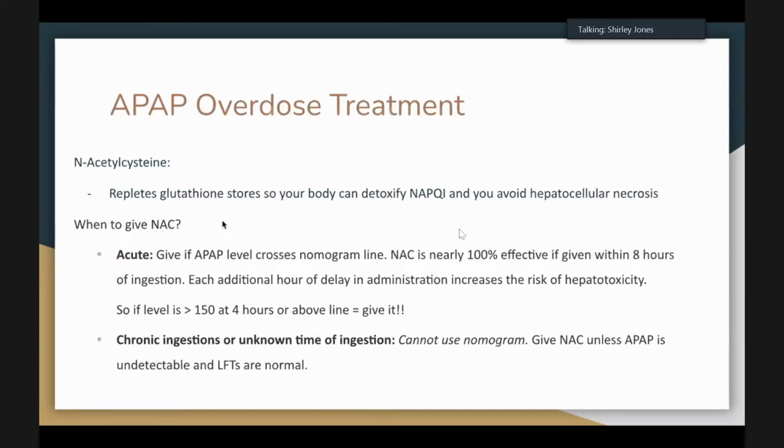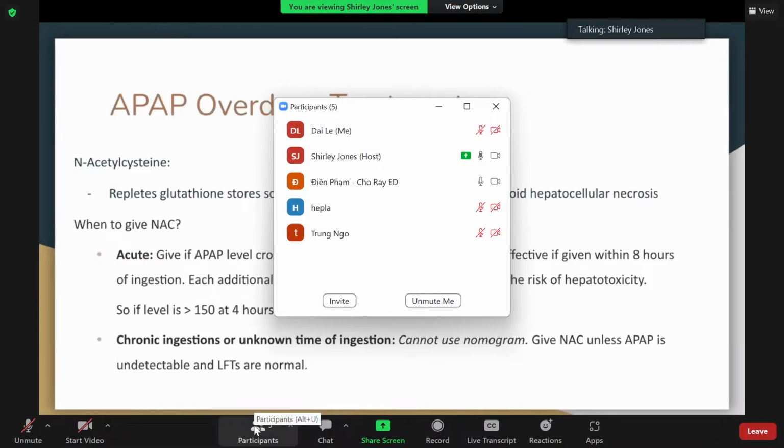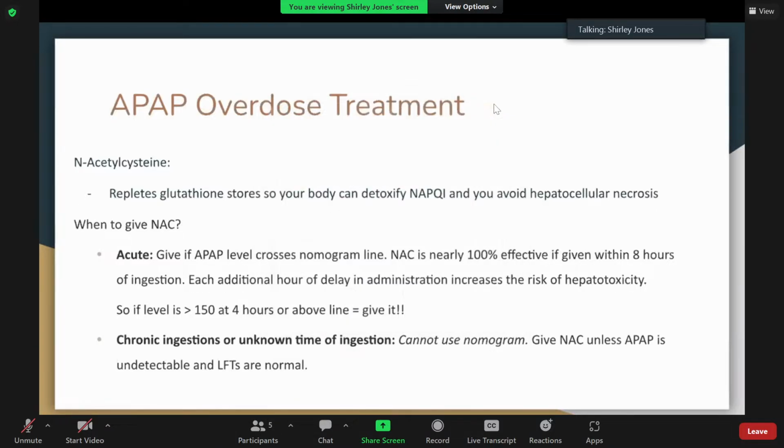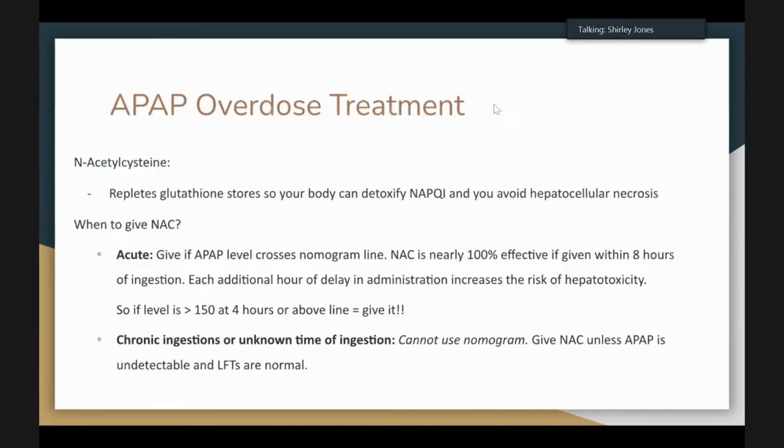So when do we give NAC? In an acute ingestion, if your Tylenol level crosses that nomogram line, you give it. It's nearly 100% effective if you're giving it within 8 hours of ingestion. So that's why if your patient is coming in at that 8-hour mark, you just give it because the benefit outweighs the risk. Each additional hour of delay increases the risk of hepatotoxicity dramatically. So if the level is greater than 150 at 4 hours, you give it.